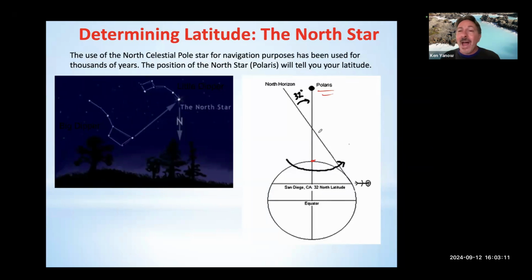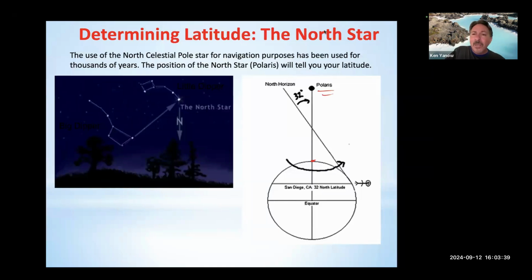As a matter of fact, about 2,000 years ago, the North Star was Vega. We'll figure out why that's the case later in the class, but for right now, just know that the North Celestial Pole Star, the star that resides above the North Geographic Pole, is Polaris. Contrary to popular belief, it is not the brightest star in the sky, but I'll show you in just a second how you can find Polaris.